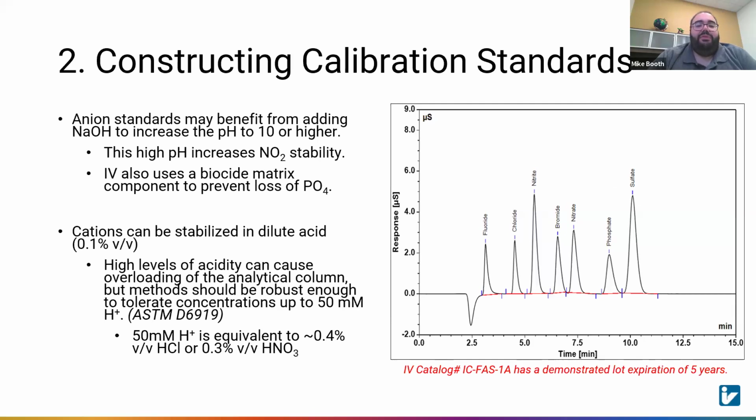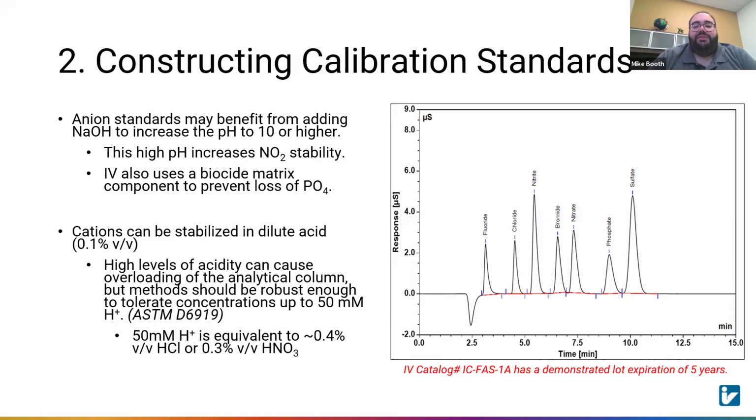So this is an example of anion standards in particular having an issue with nitrite. Nitrite can convert over to nitrate pretty easily. However, you can correct for that by adjusting the pH to 10 or higher. If you adjust that pH to 10 or higher, you can get around that conversion and you can stabilize nitrite. Phosphate will also tend to disappear over time.